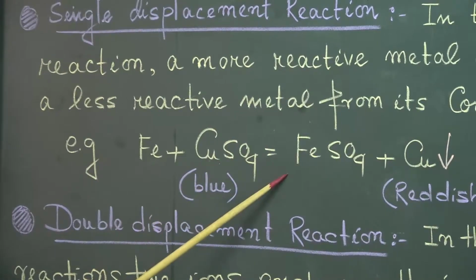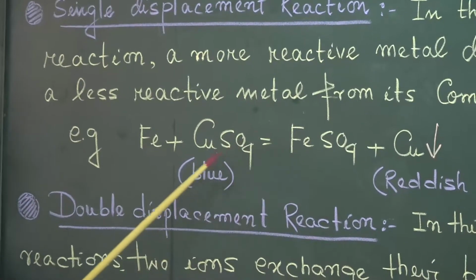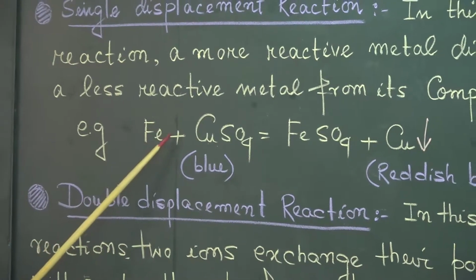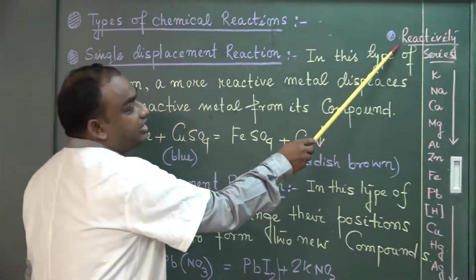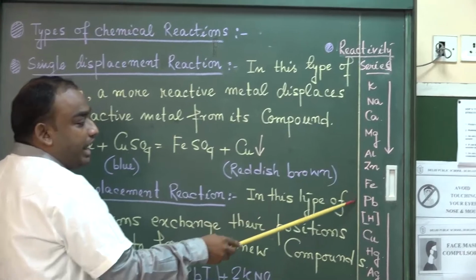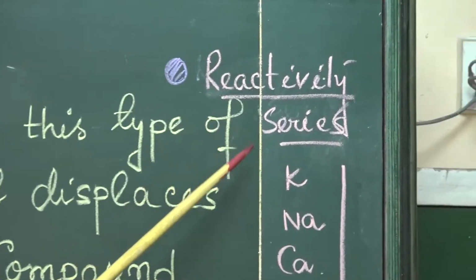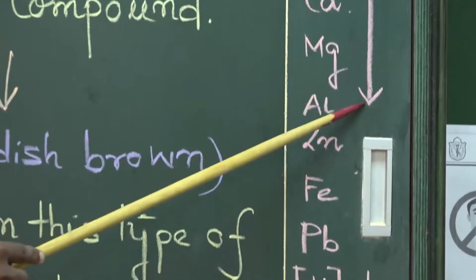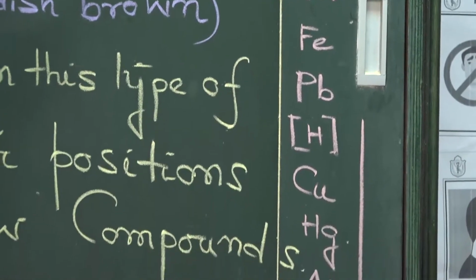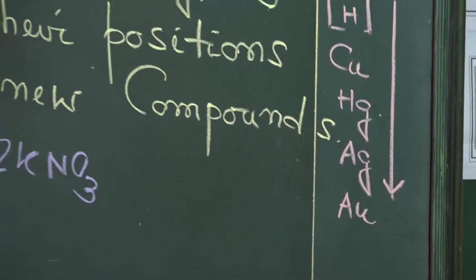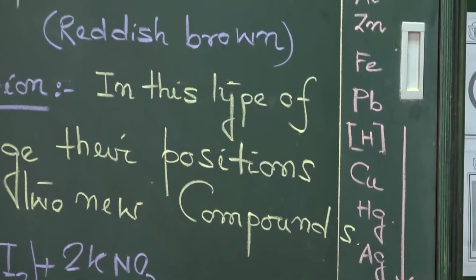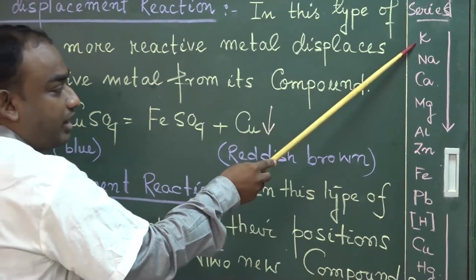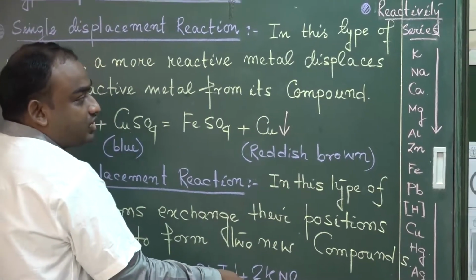Now, it might come to your mind that, sir, how will you determine that iron is more reactive than copper? That is why, students, we have written the reactivity series right at the extreme end of the board. The reactivity series starts with potassium and it ends with gold. This downward arrow generally means that as we move down the series, the reactivity of the metals gradually decreases. So, potassium is the most reactive metal and gold is the least reactive metal.